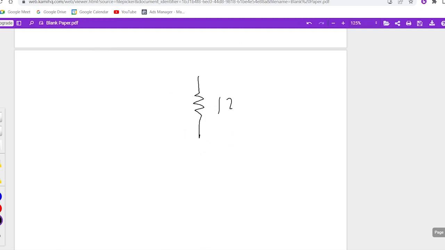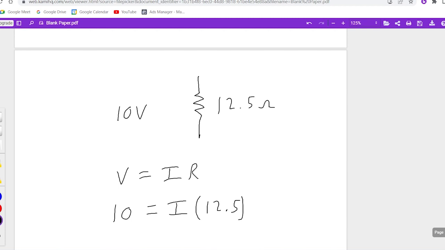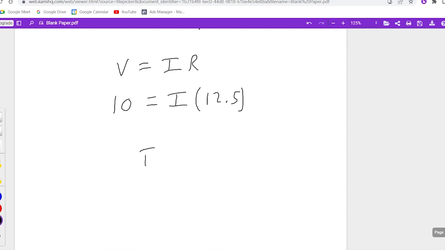So here's the 12.5 ohm resistor. The voltage is 10 volts. V equals I times R. I don't care about the delta anymore because V is just 10. There's no subtraction going on. 10 equals I times 12.5. I just need to divide both sides by 12.5. And the current is going to be 0.8 amps.